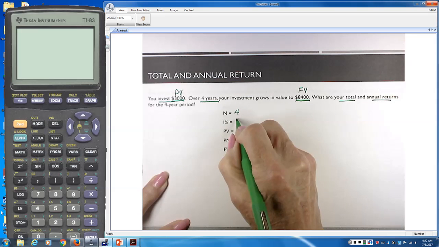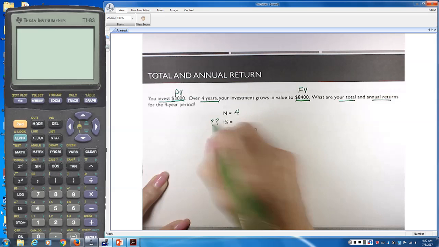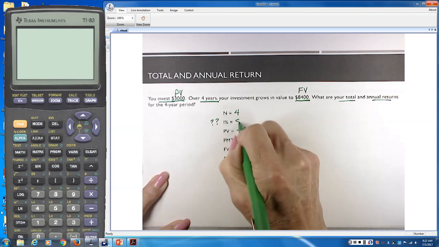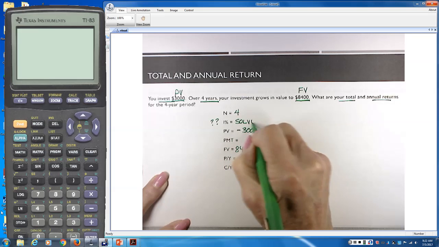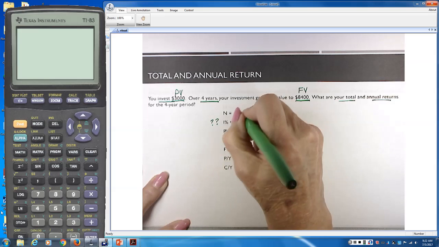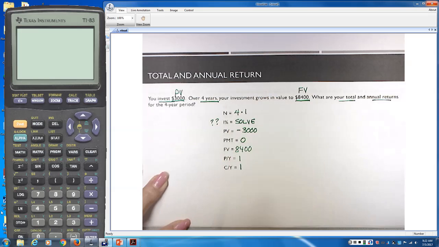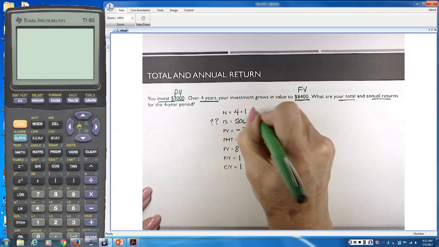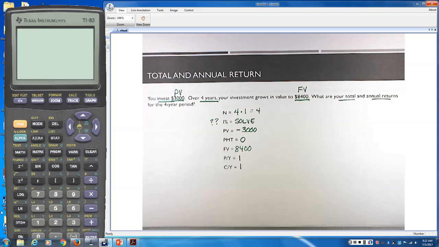We don't know the interest rate, so that's going to be what we solve for. And we're not going to make any payments. So the N equals 4 is going to be the 4 years times once a year, so it's just going to actually be 4. So let's put that in the solver.